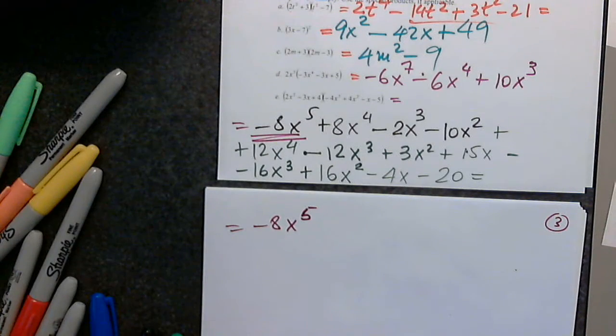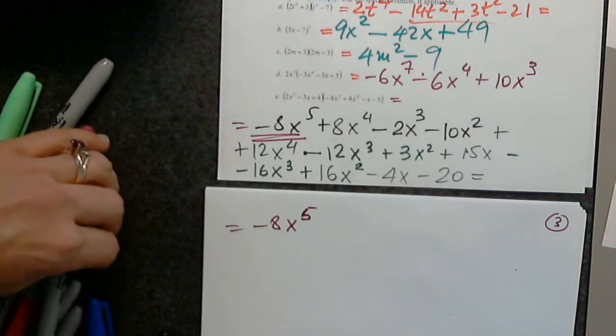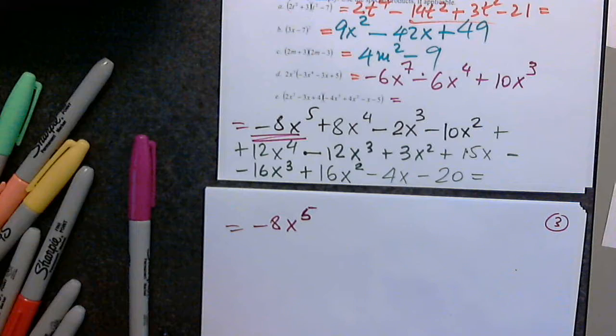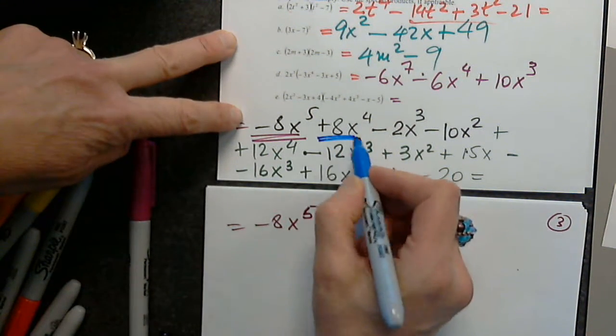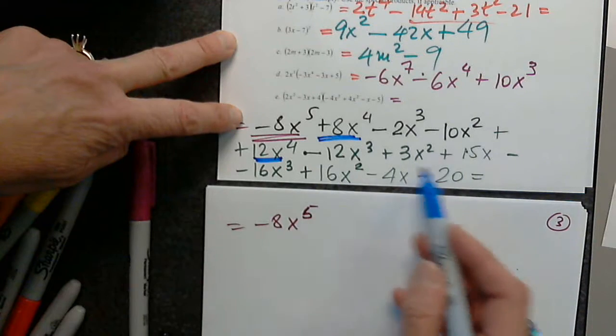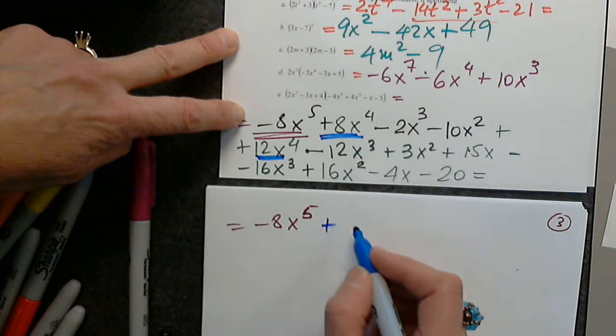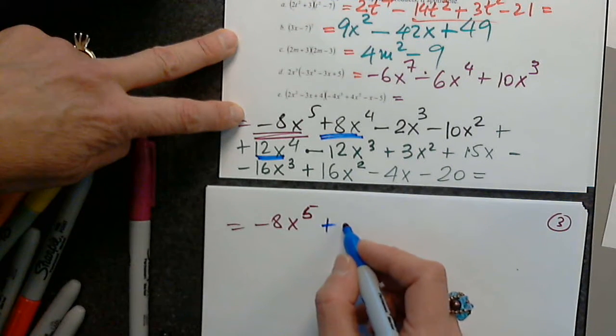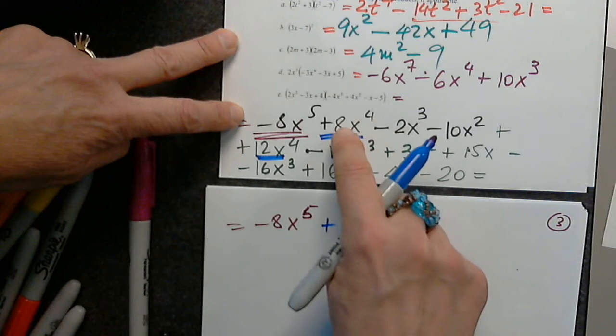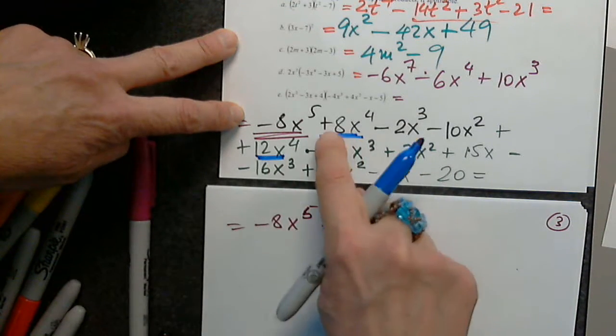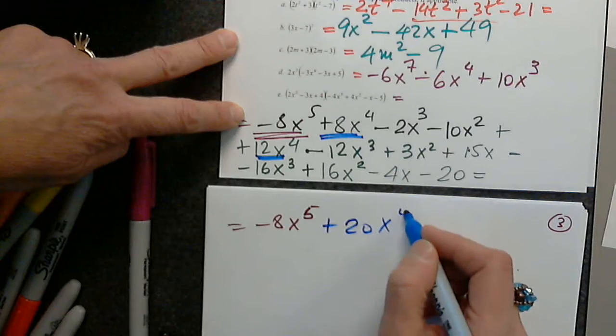Then I look at what terms? Terms with degree 4. Yes. So it's this one and this one. There is nothing else. So then plus 8 plus 12, because they are both positive, 20x to the 4th. Good.